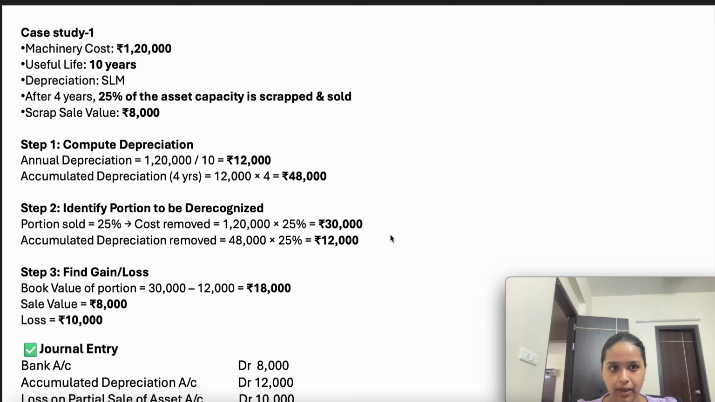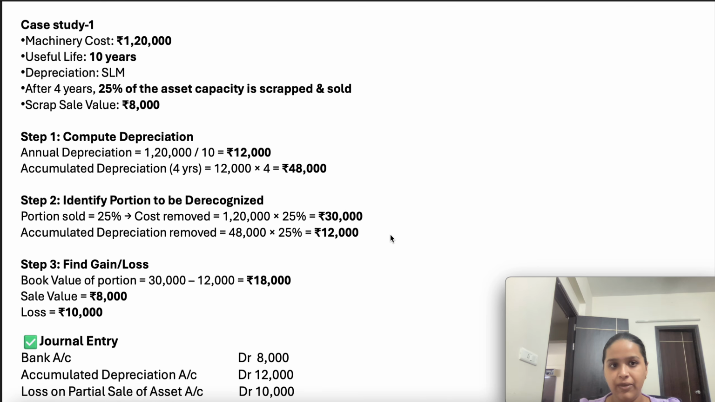Let's understand with some examples. First case study: machinery costs 1,20,000, useful life is 10 years, depreciation by the SLM method, the straight line method. It means 12,000 depreciation will be charged every year, right? After 4 years, you have already charged 48,000. Now they want to sell 25% of the asset capacity, not the entire portion.